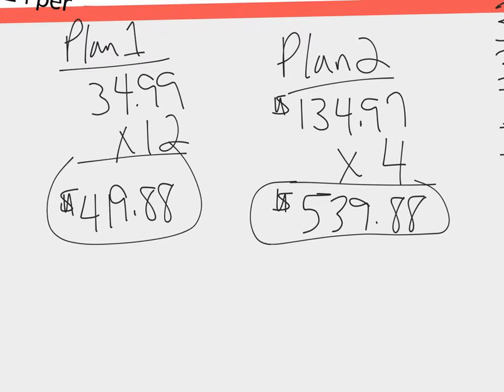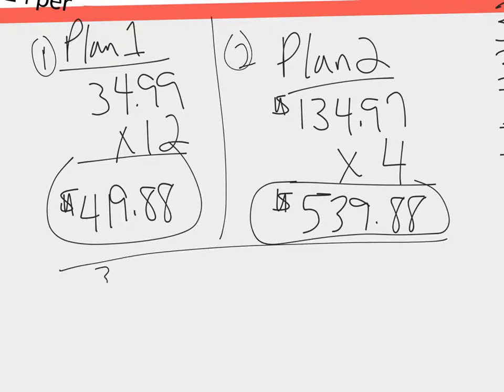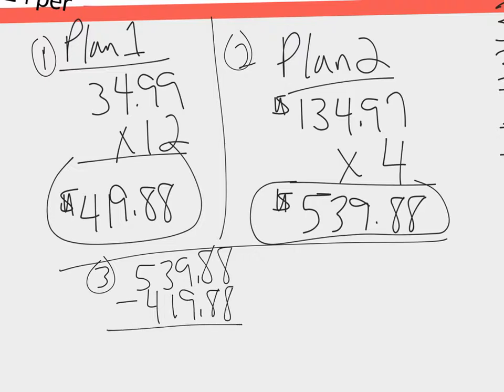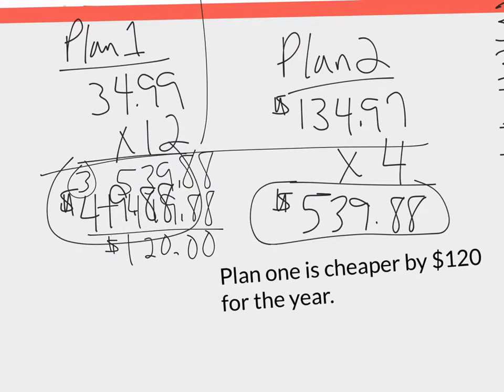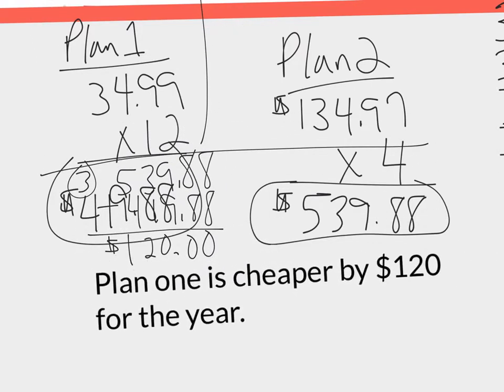And if you just subtract those, that would tell you your difference here. Like we talked about, you label your steps here, makes it easier for somebody to look at, and easier for yourself to look at too if you're trying to figure out if you made a mistake on something, what kind of mistake you made. Okay, so the difference is $120. So we could say then that plan 1 is cheaper by $120 for the year.